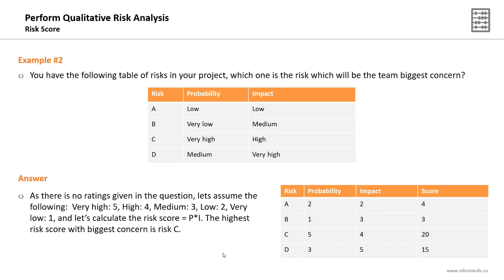So we are assuming that very high will be 5, high 4, medium 3, low 2, and very low 1. The risk score equals probability times impact. By doing the simple math, you will find the risk with the highest risk score is risk C, therefore it will be the team's biggest concern. Risk B will be the team's least concern. So expect 1 or 2 questions in the exam similar to these examples.